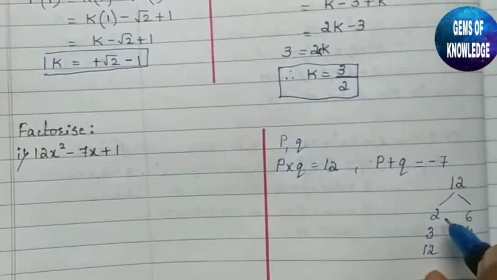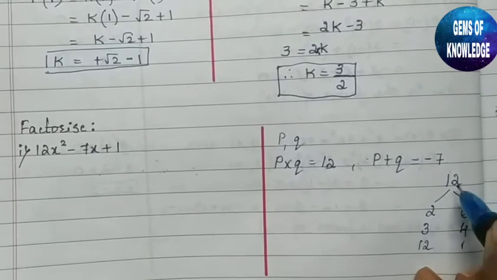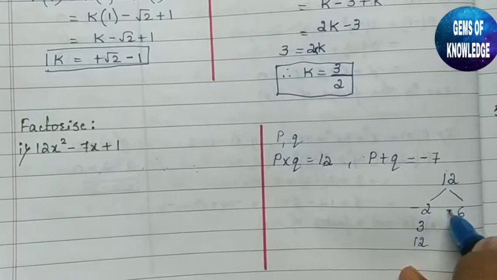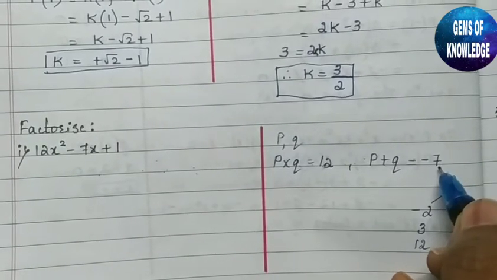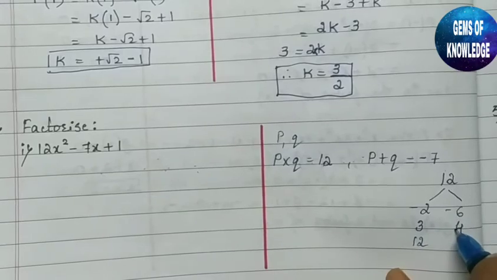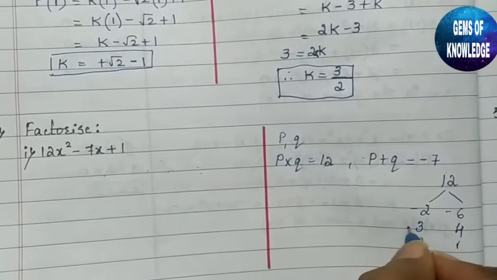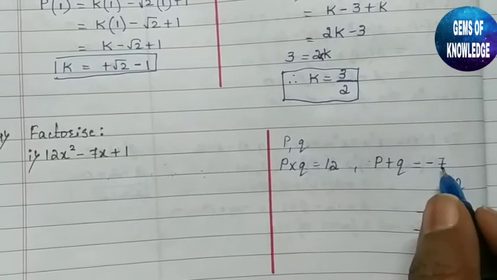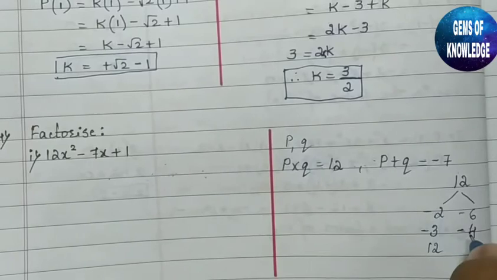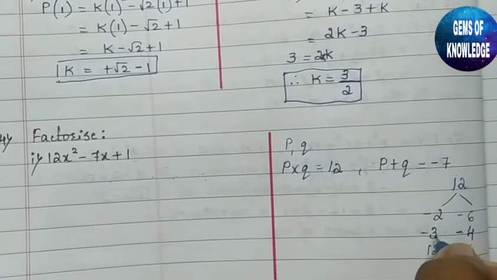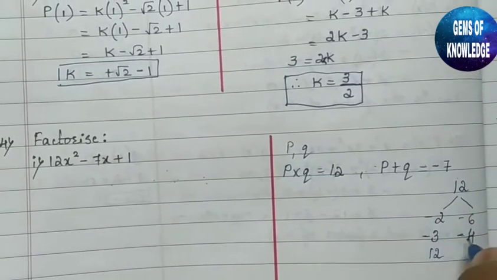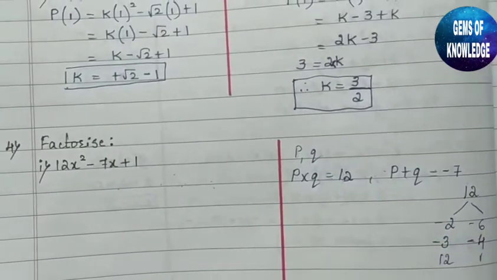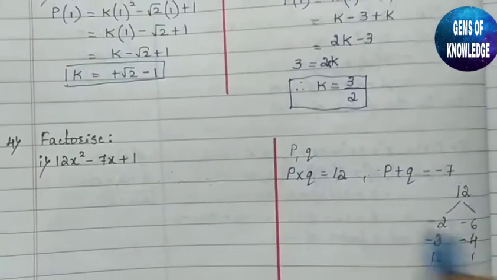You can see when you multiply 2 into 6, obviously you are going to get 12. But when you apply the signs, either minus or plus, you are not going to get 7 here. Here you can see 3 and 4 is given. When you put minus 3 and minus 4, you get the value minus 7. Minus 3 minus 4 gives minus 7, and when you multiply minus 3 into minus 4, minus into minus is plus, and 3 4s are 12. So the exact values are minus 3 and minus 4.